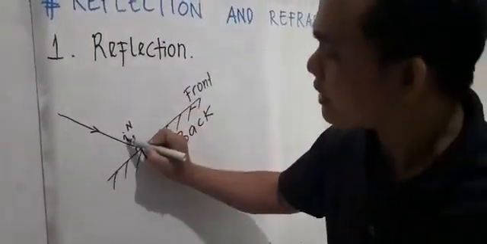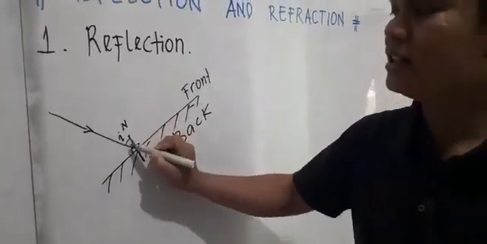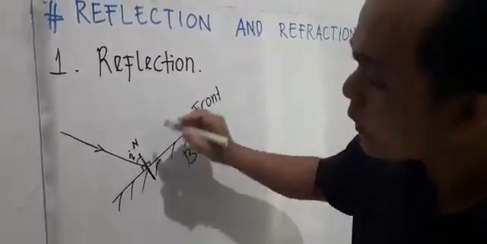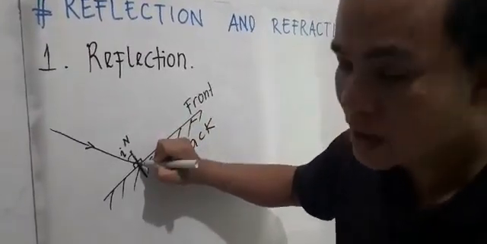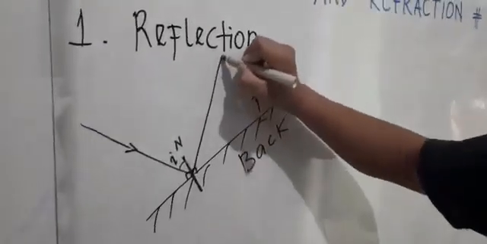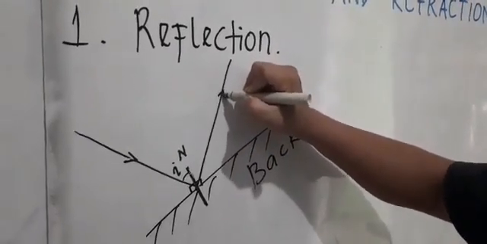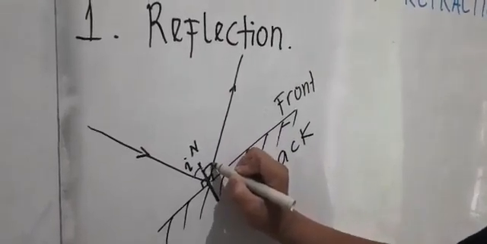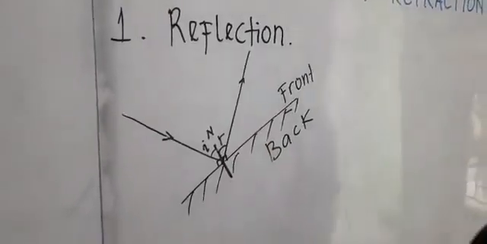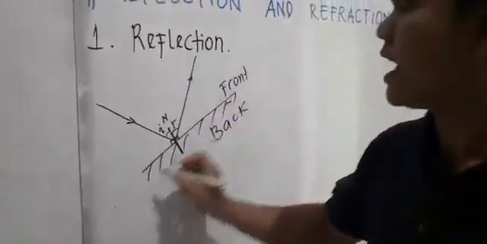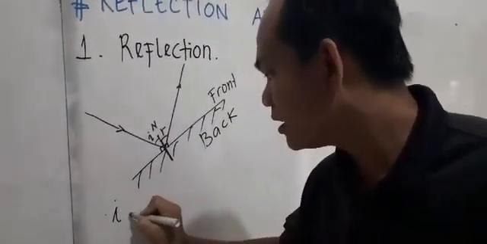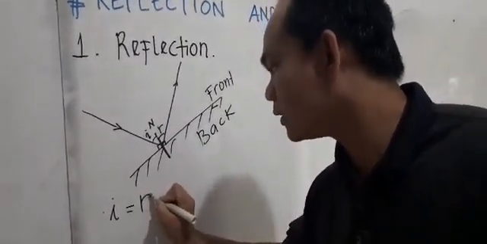When we get the number of degrees of the incident angle, we will get the same number of degrees for the reflected angle. We put the letter R to mark it. So our conclusion: when reflection happens on a smooth surface, I is equal to R.